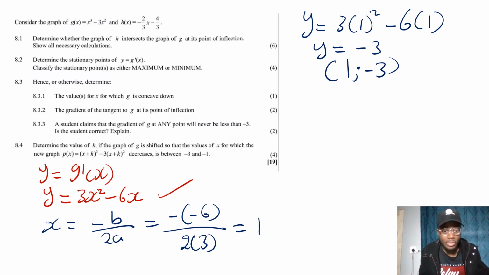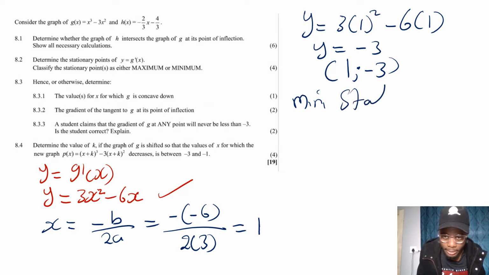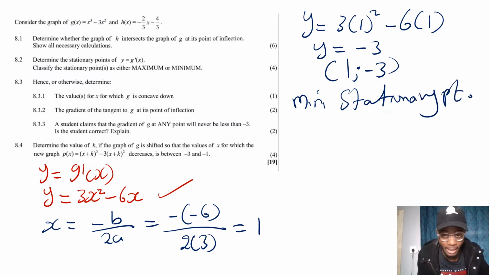Or we can test using the second derivative, but it will take time. So let's just say this one is a minimum turning point or minimum stationary point, because the value of a is positive and the graph will be like this. Obviously, here we're having a minimum turning point. You can all see that.